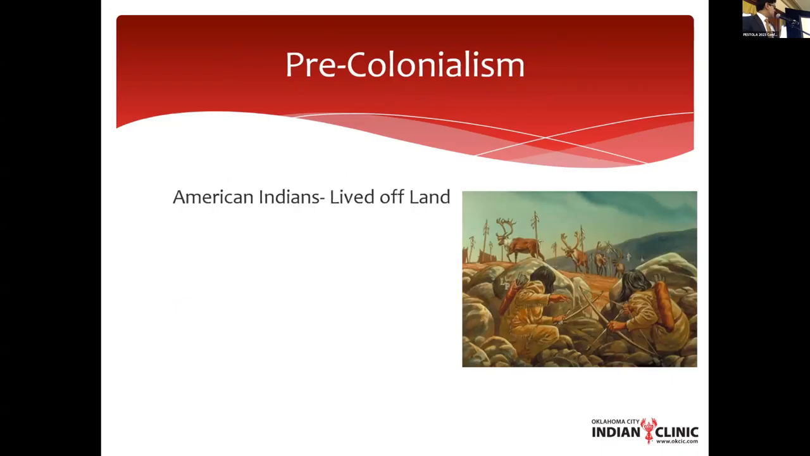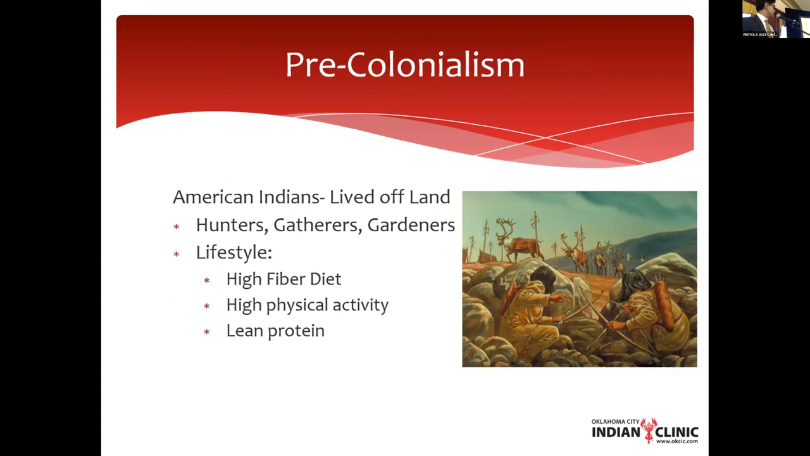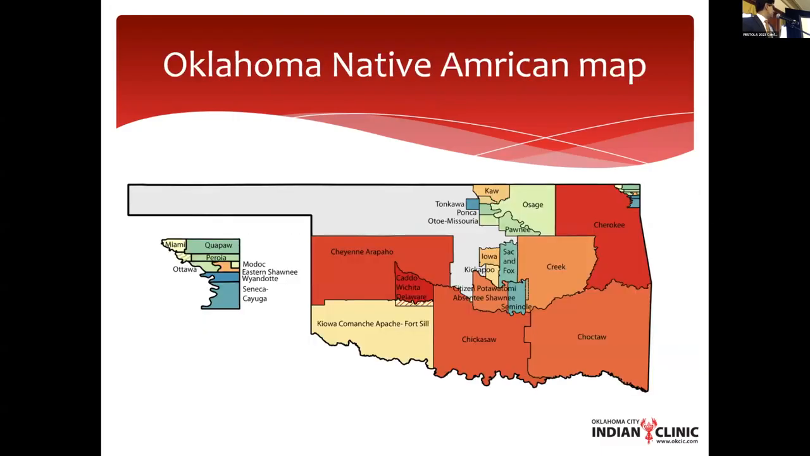Pre-colonialism, American Indians lived off of the land. They had a very active lifestyle. They were hunters, gatherers, and gardeners. Their lifestyle included a high fiber diet, high physical activity, and a lot of lean protein.